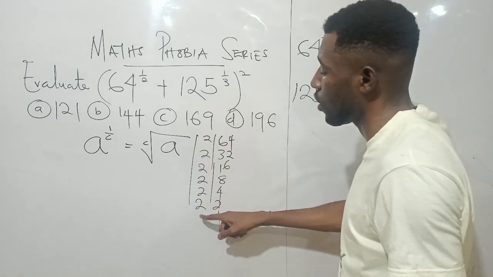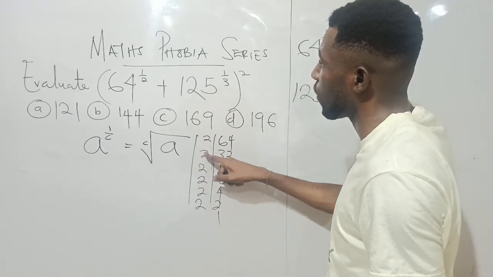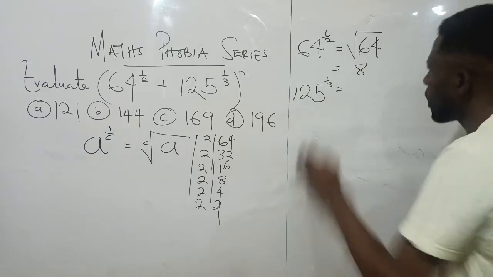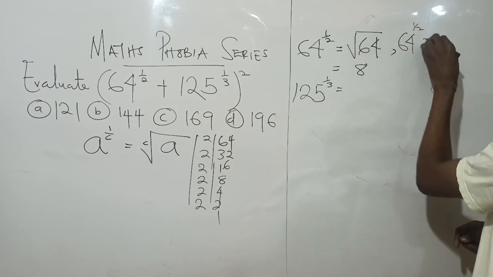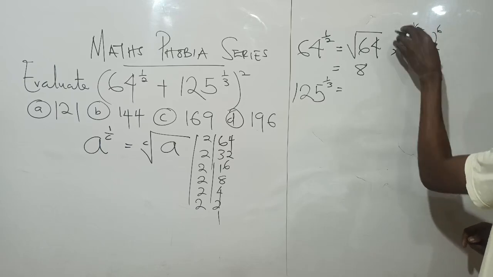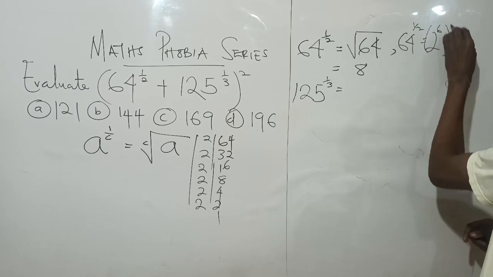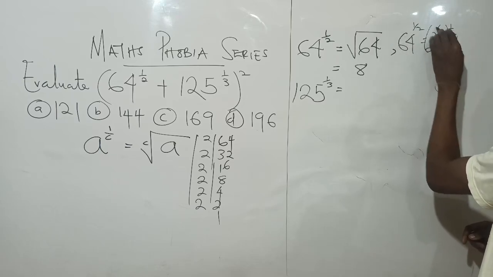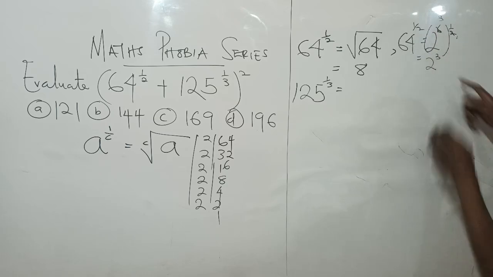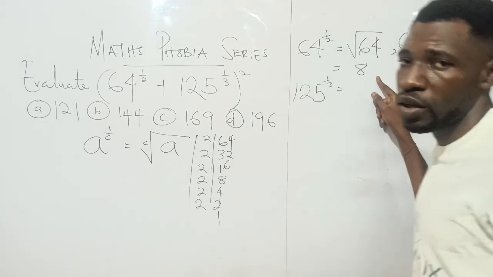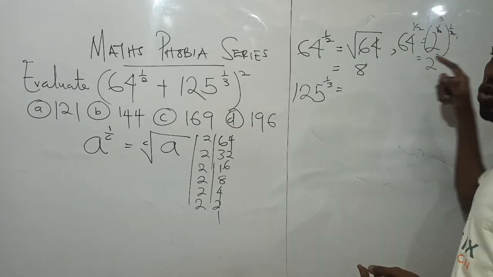So how many 2s do we have here? 1, 2, 3, 4, 5, 6. So we can also write 64 to the half as 2 raised to the power of 6, with the half outside. Half times 6 gives 3, and we are left with 2 raised to the power of 3, which will also give us 8. Another way to do it is 2 times 2 times 2, 8.